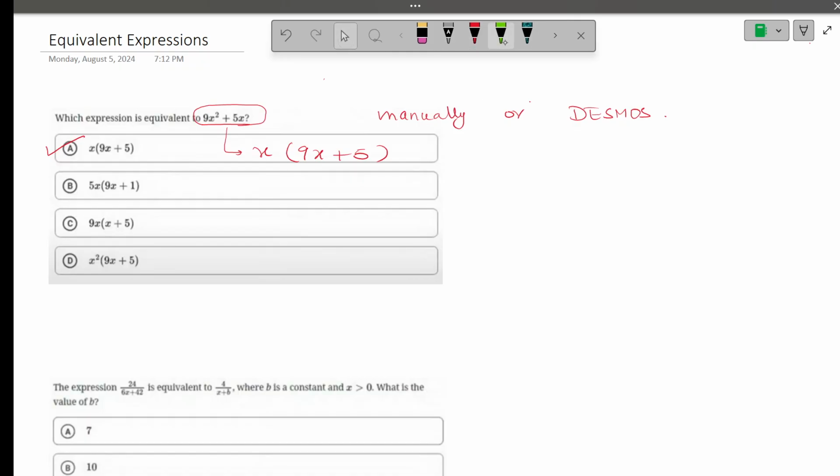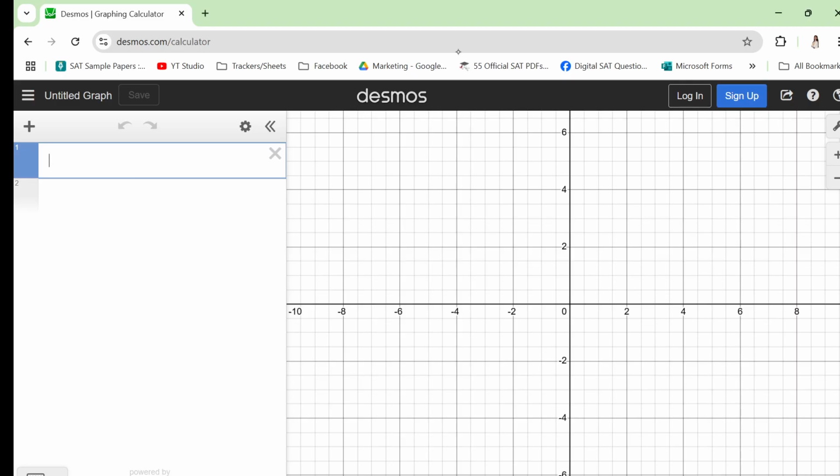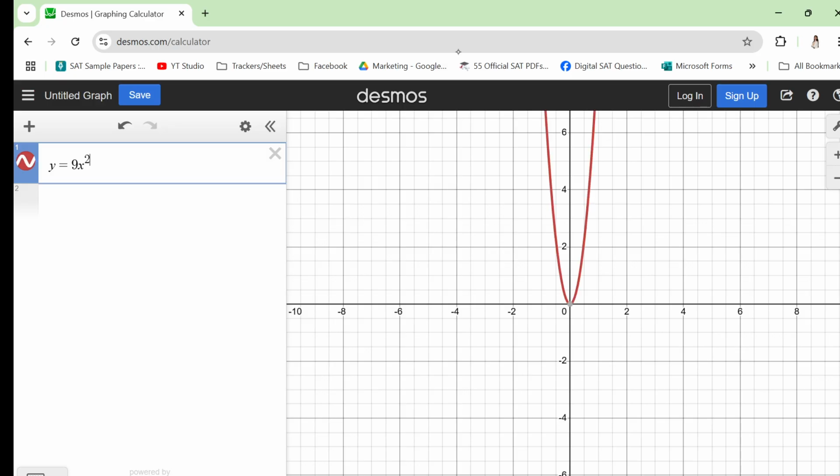All you have to do is just plot this expression. So you have to plot y is equal to 9x squared plus 5x, and then you have to plot all the answer choices one by one. So answer choice A will be y is equal to x times 9x plus 5. So let's do this on DESMOS. So y is equal to 9x squared plus 5x.